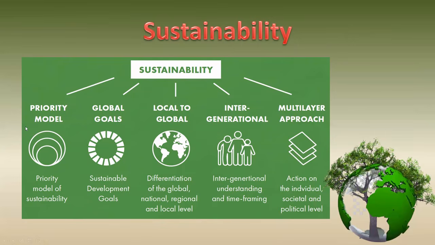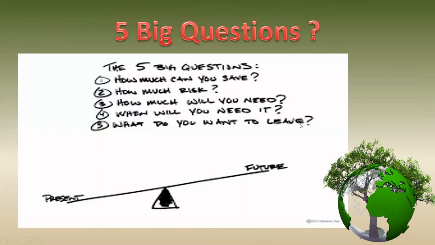One is priority, and the second one is global goals. Third one is local to global. Next, intergenerational, then multi-layer approach. So these are the five big questions. How much can you save? How much risk? How much will you need? When will you need it? And what do you want to leave? So when we are thinking about the present generation and the future generation, every person should question themselves about this.